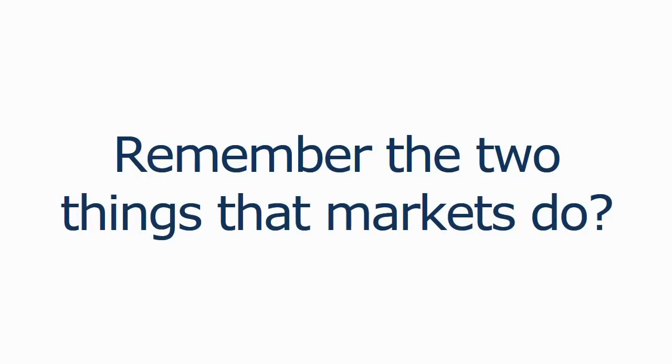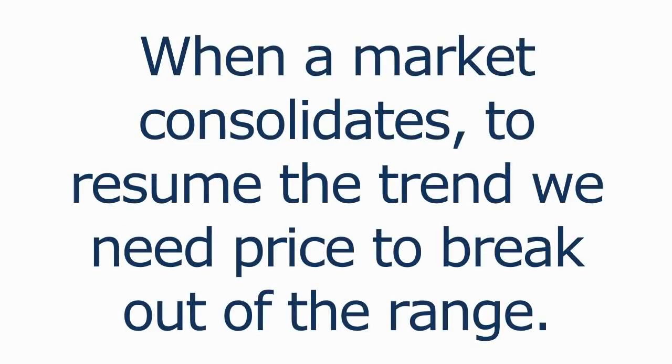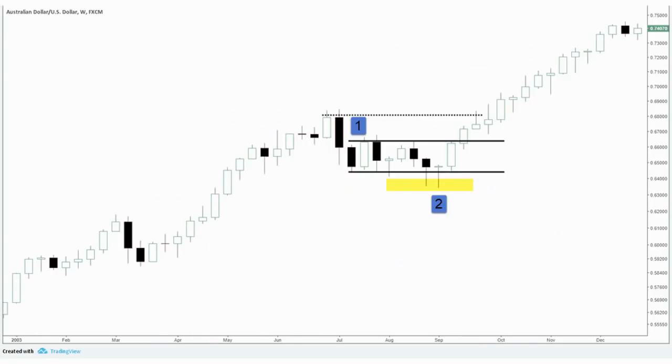So remember we talked about mean reverting and consolidating. Now here it's the consolidations that we're going to look at. So when a market consolidates, to resume the trend, you need price to break out of the range. Now breakout trading carries its own risks, but I talked about failure test trading before, and you can position before the breakout actually occurs.